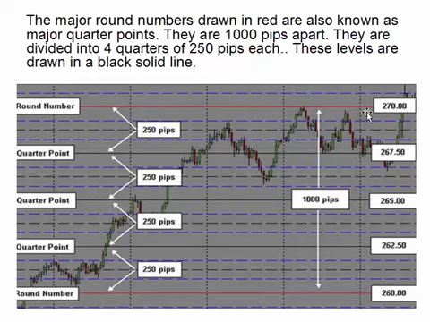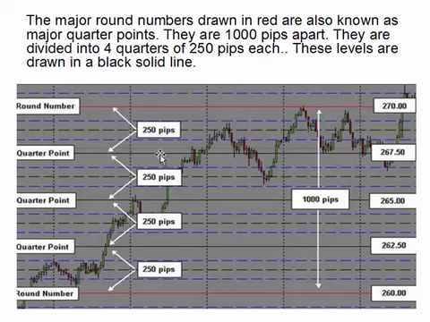This round number is 270.00. This large quarter point is 260.00. The first quarter point is 267.50. The second one is 265.00. And the last one is 262.50. So each one of these quarter points is 250 pips apart, which breaks down 4 quarters out of a 1,000 pip channel.